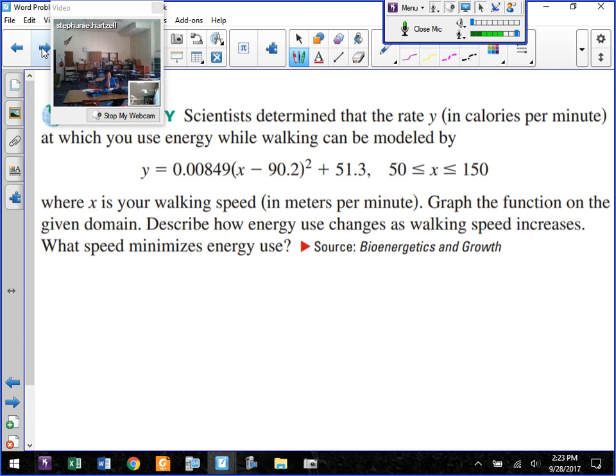Scientists determined that the rate y, in calories per minute, at which you use energy while walking can be modeled by the following.